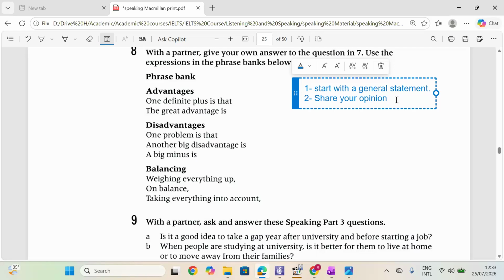I express my opinion. In my point of view, I prefer to travel in a group or being part of a group because the advantage of traveling with a group is so and so, and then you build and follow your question like this structure as we have on the screen. Okay, that's my advice for you. Start with a general statement, then express your opinion, and so on.